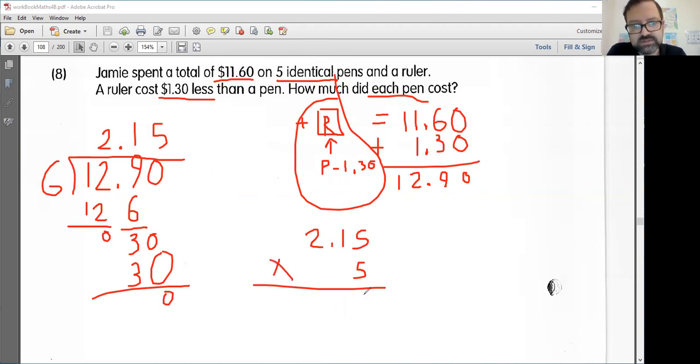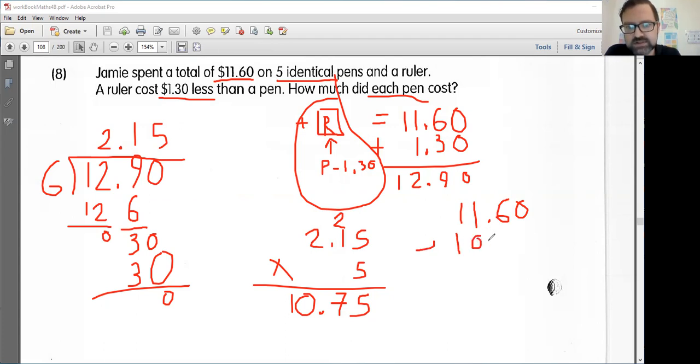5 times 5 is 25. Carry the 2. 1 times 5 is 5, plus 2 is 7. And 2 times 5 is 10. All right, this just gave us the answer for 5 pens. Our total was 11.60. I'm still checking. I just want to make sure here. 11.60 minus 10.75 should give us the price of our ruler.